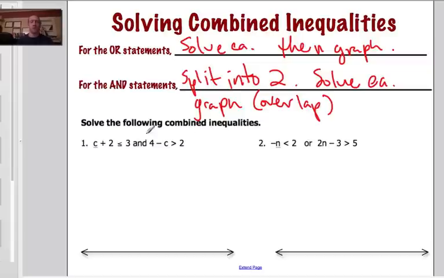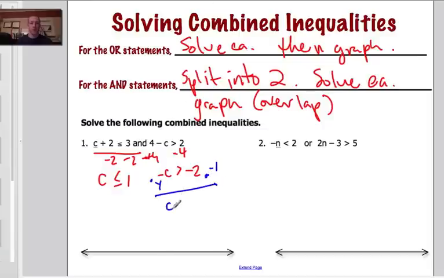Alright, so we have these two things that need to be true at the same time. So let's start with this one. Minus 2 gets c is less than or equal to 1. And then here we have to add 4, or no, minus 4 rather. Minus 4. Negative c is greater than negative 2. So multiply both sides by a negative 1. And then we get c is less than positive 2. So c is less than positive 2 would be this.